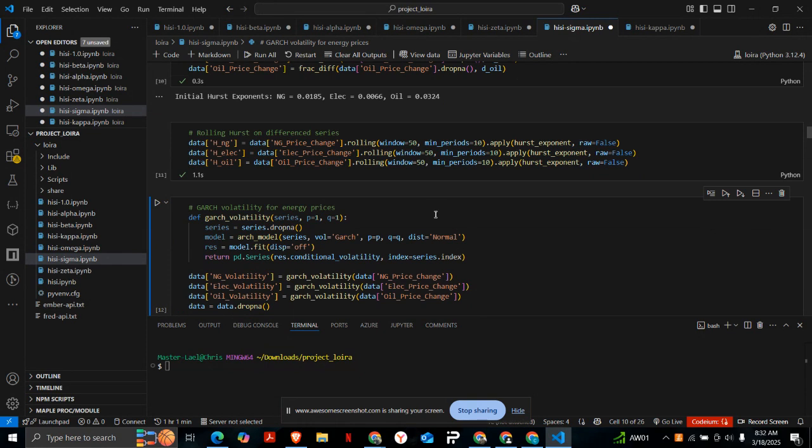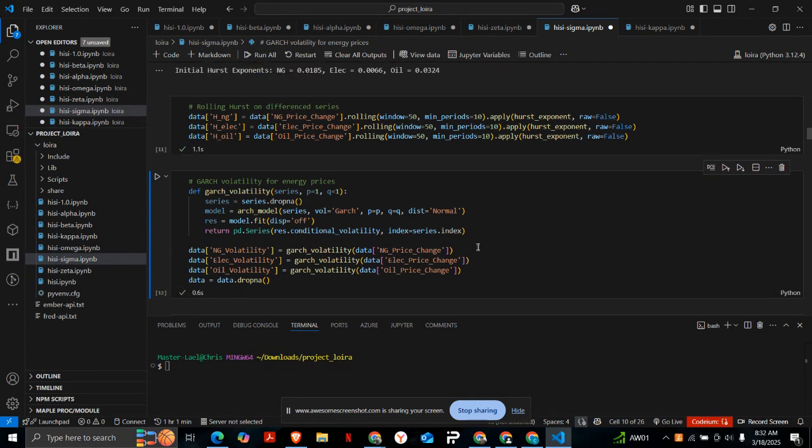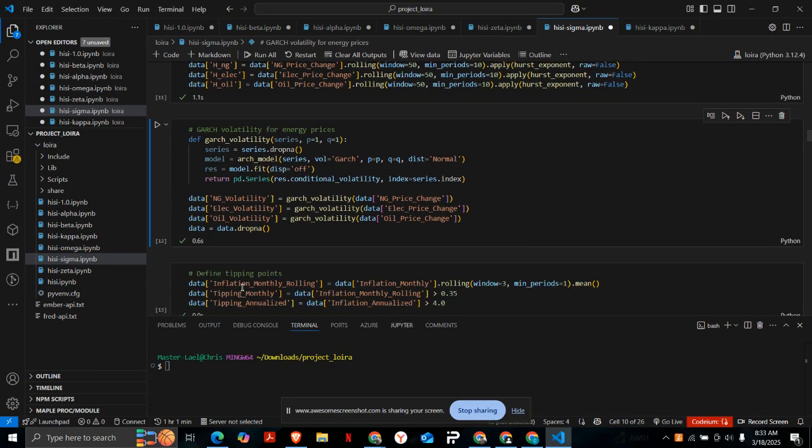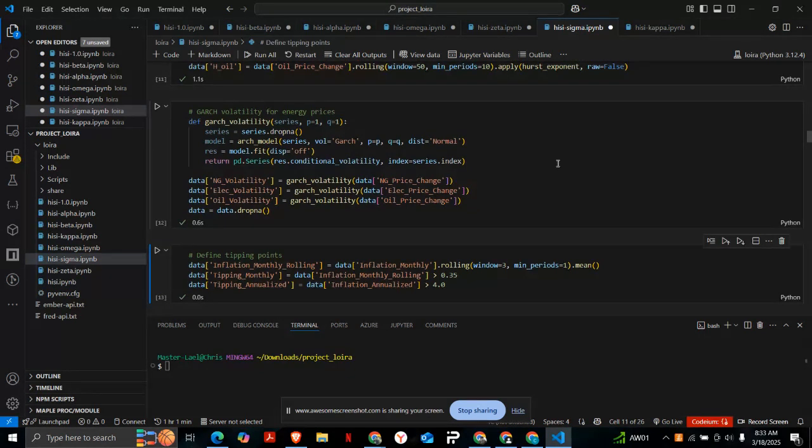Then we calculate the GARCH. As I've explained initially, this is just used to calculate the volatility in the price changes and also capture the stochastic properties of the different energy drivers: natural gas, oil and electricity prices.